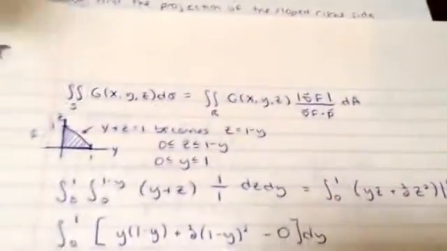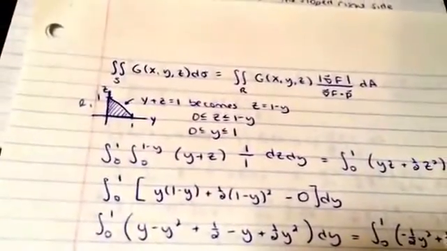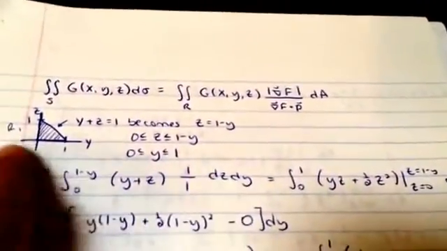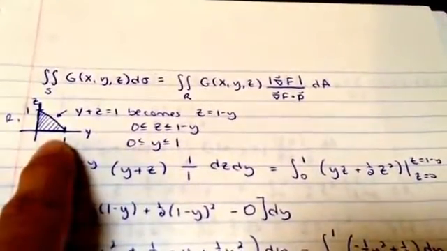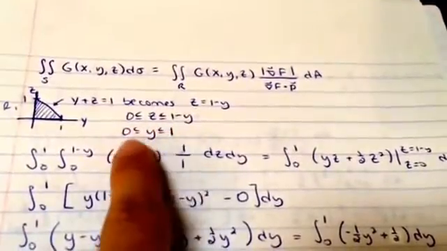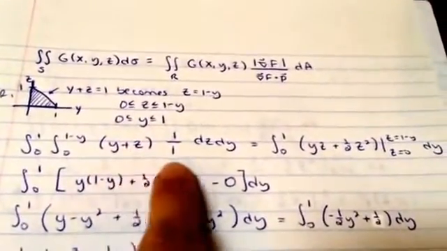Okay, so you're going to look at your region. Here's your region in the YZ plane. You're going to take this line and solve it for z. So z is between 0 and the line, y is between 0 and 1, putting everything where it goes.